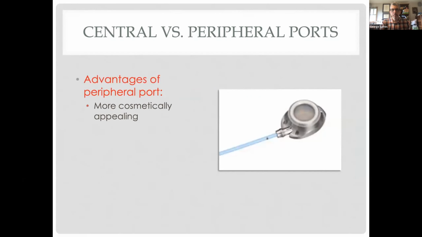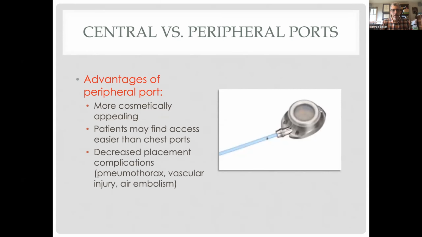Peripheral ports, mainly it's a patient preference thing. They're more cosmetically appealing. We placed a lot of these in my old practice on breast cancer patients who already may have a scar and almost certainly have surgery on one side of their chest and are anxious to have stuff going on the other side. Some patients like using them better. You just sit there and throw your arm out instead of disrobing for a chest port. And you avoid the complications, which we'll get into, of central venous puncture.